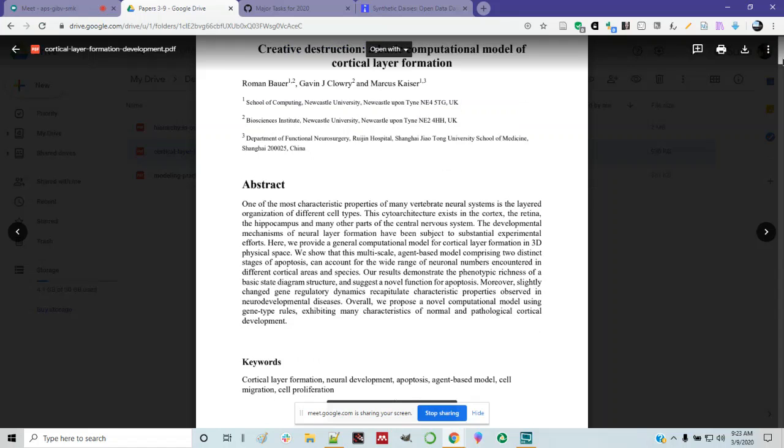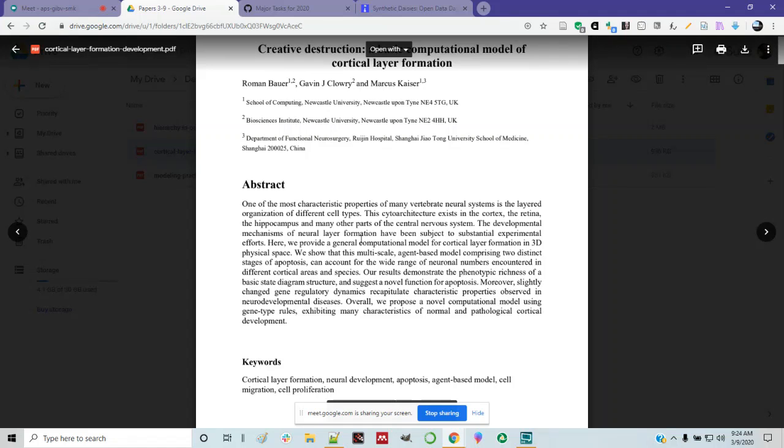So this one, the abstract says, one of the most characteristic properties of many vertebrate neural systems is the layered organization of different cell types. So it relates back to the paper we talked about. This cytoarchitecture exists in the cortex, the retina, the hippocampus, and many other parts of the central nervous system. And he's talking about in humans or in mammals, where you have different layers. So in cortex, it's a 6-layered structure. In some other parts of the brain, it's a 2-layered structure. And so those layers are interconnected and they have different functional roles.